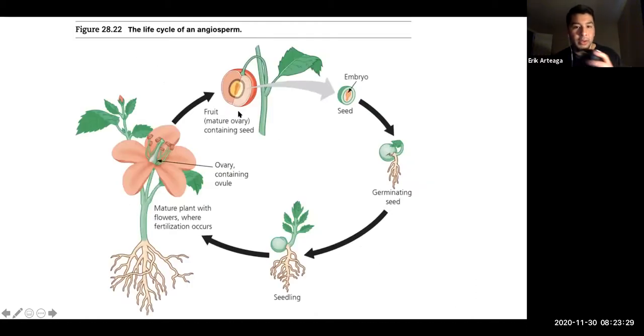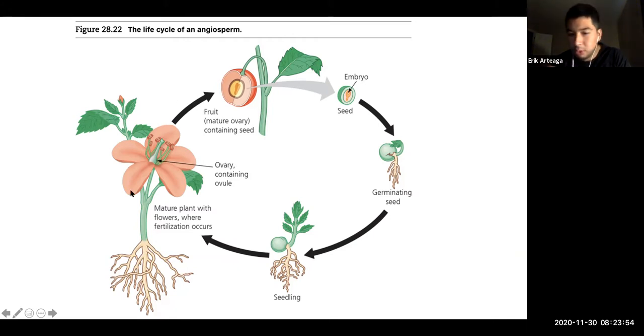So the life cycle of an angiosperm. So again, you have this here. This is going to be, again, the sporophyte producing the male and female sex cells through meiosis, okay? So again, this organism is diploid, so it does have two copies of the chromosomes, okay? At least two copies of the chromosomes.